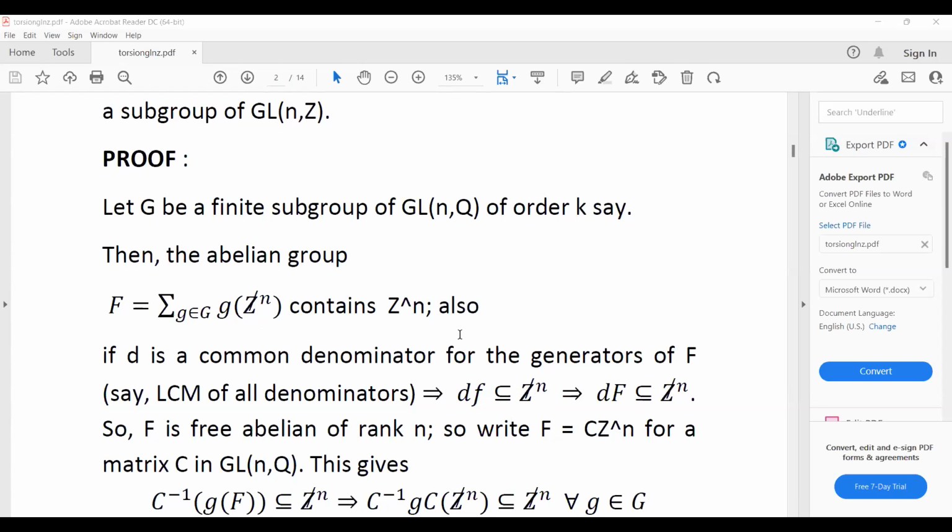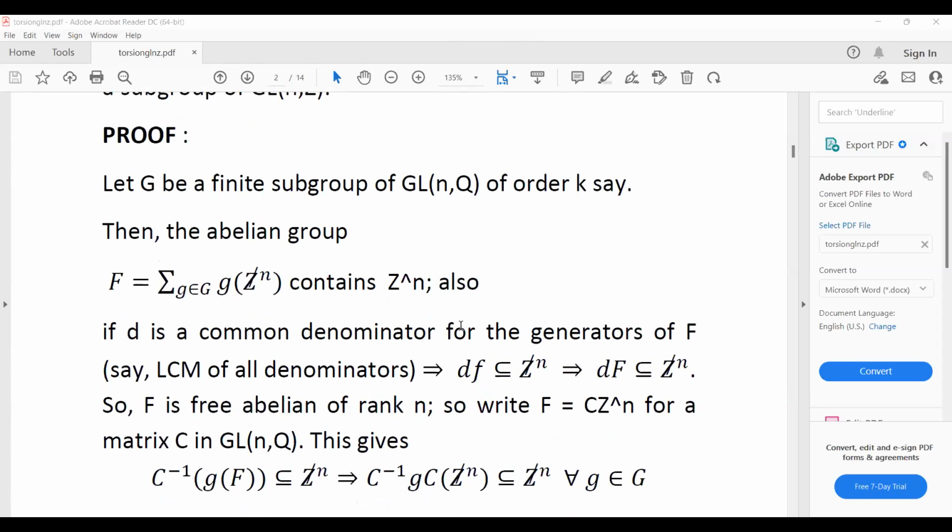Okay. So, you know that any subgroup of a free abelian group is free abelian and so on. So F is free abelian, but it contains a free abelian group of rank n, namely Z^n. So it is itself free abelian of rank n. This is just to show that F is isomorphic to Z^n. There is an isomorphism from F to Z^n.